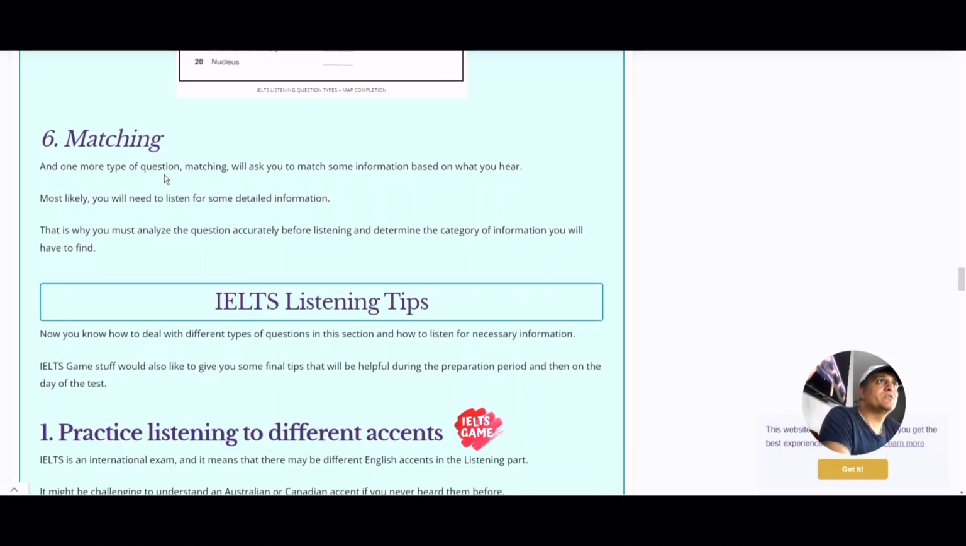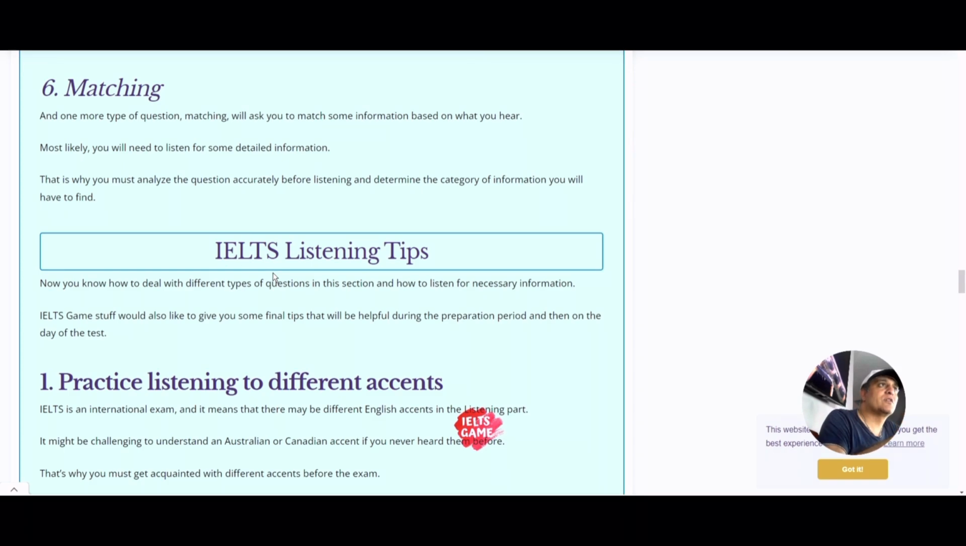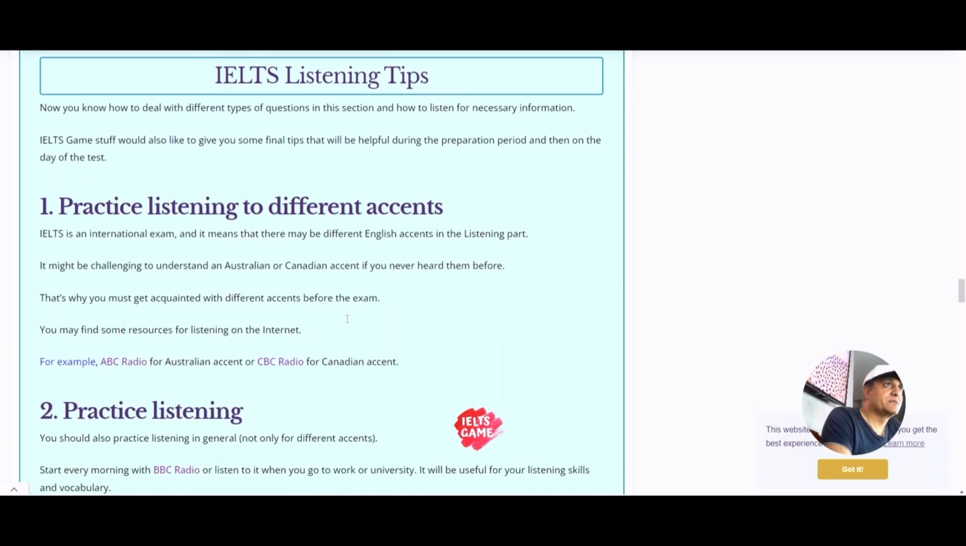Matching. One more of the questions. Matching will ask you to match some information based on what you hear. Sometimes a word is close to another word, just matching. Okay? I go, I leave, whatever is close to, match the word. What is the closest meaning? Okay? Is this close to this meaning or not? Words almost similar to each other. Just be careful when you match the words.